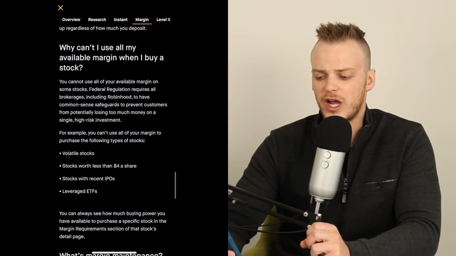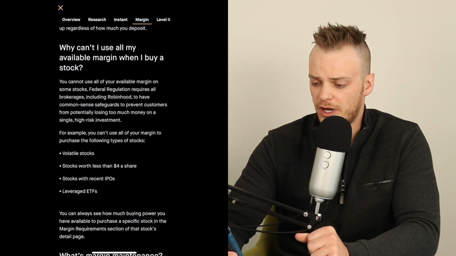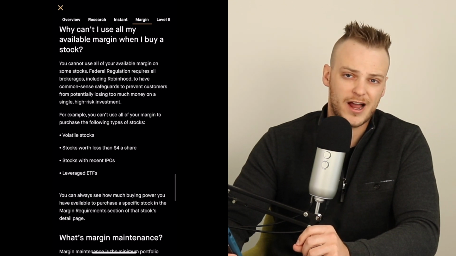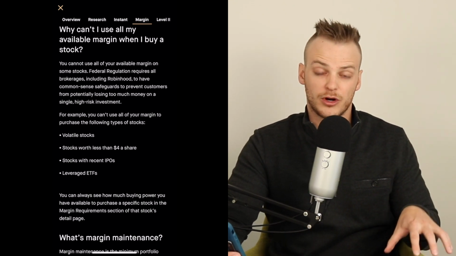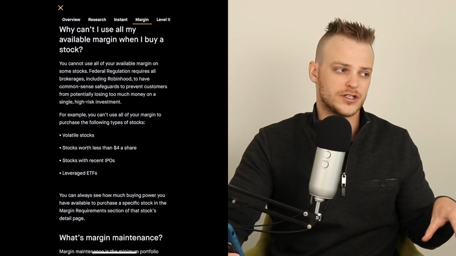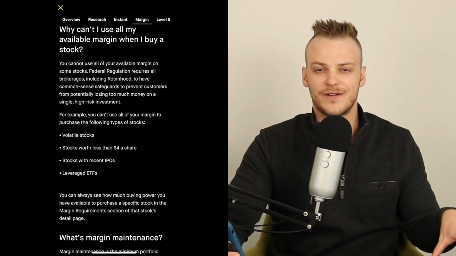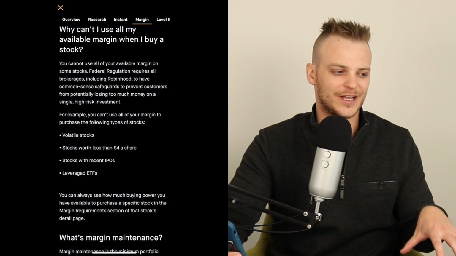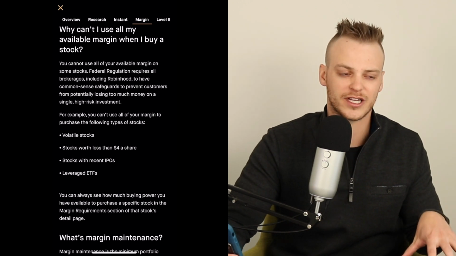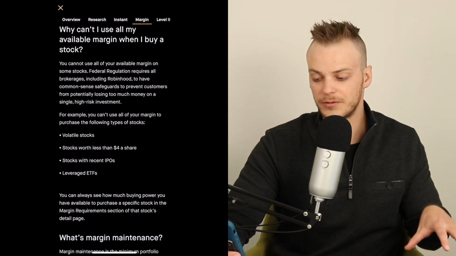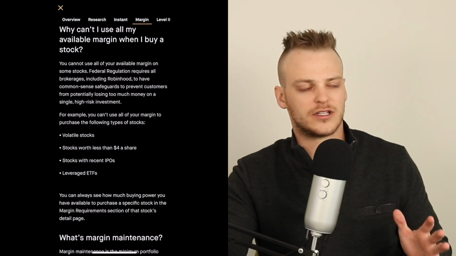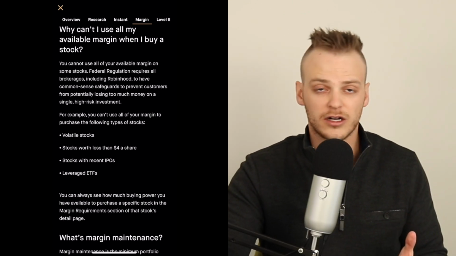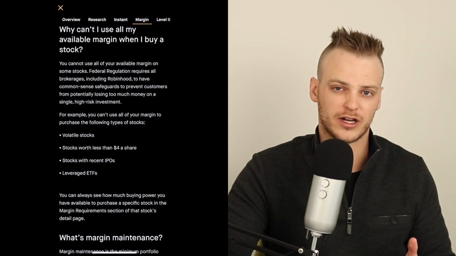It also talks about why you can't use all available margin when I buy a stock. Some stocks are seen as higher risk compared to others, and so they won't let you actually use as much margin to buy those stocks. For instance, if you're getting into GameStop, that's going to be extremely volatile. I know that whole thing is kind of past, but if you were trying to get into that with margin before the whole debacle, Robinhood would come back and say, look, this is a high risk stock, so we're not going to let you use as much margin to actually purchase it.